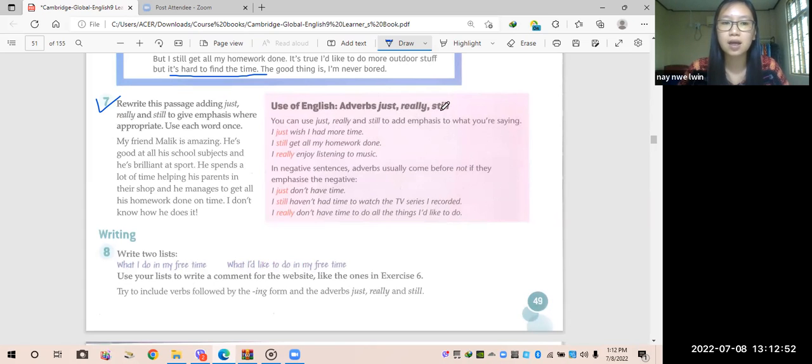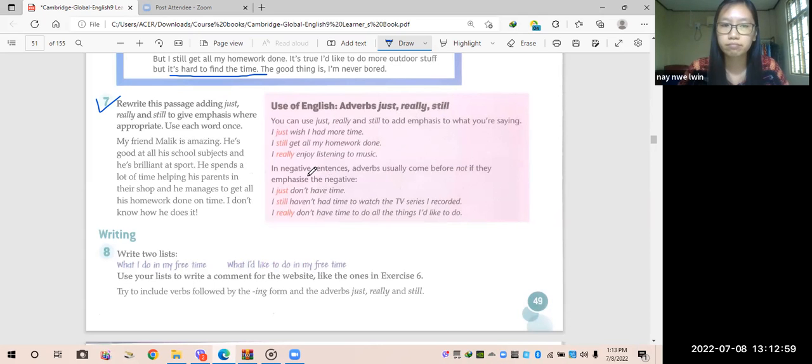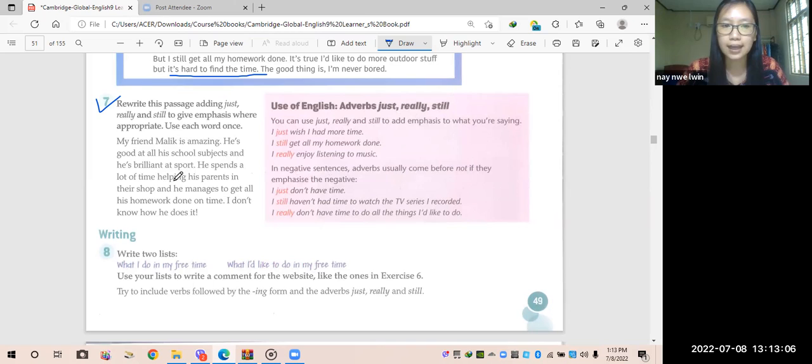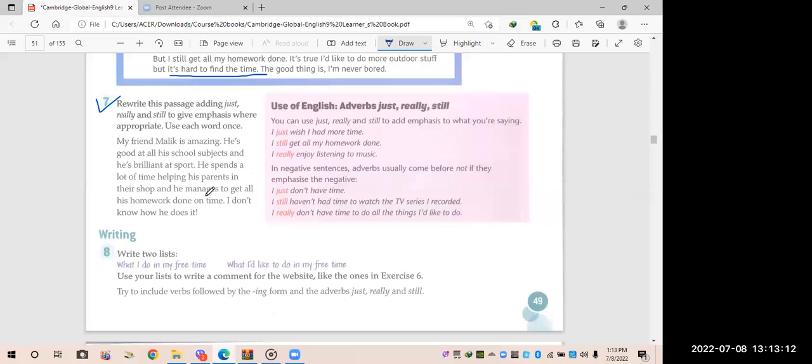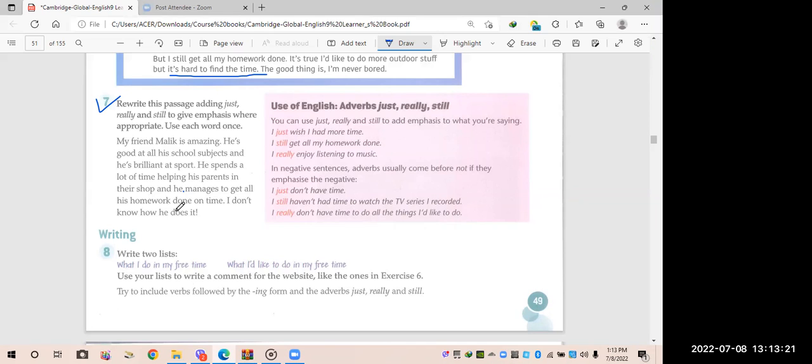He is good at all his school subjects and he is brilliant at sports. He spends a lot of time helping his parents in their shop and he managed to get all the homework done on time. Yes, he still managed, right? He still managed to get all his homework done on time. I don't know how he does it. Yes. You can only use each word once.